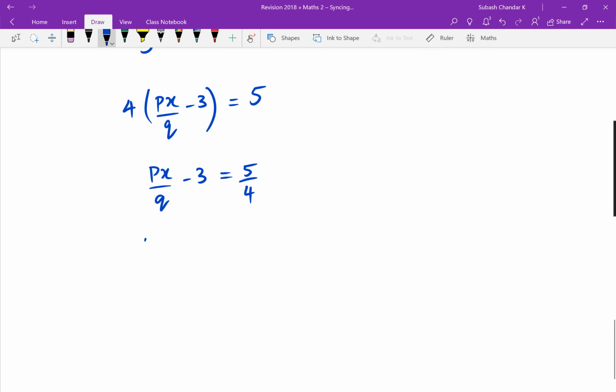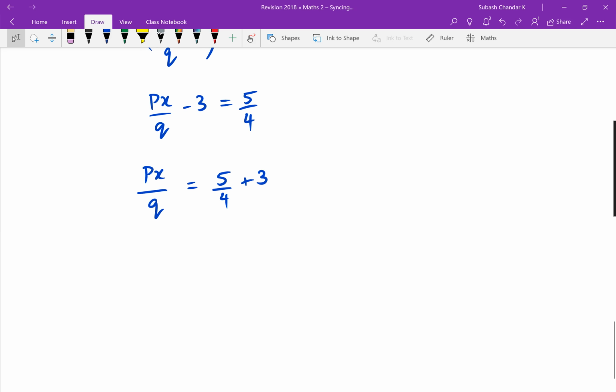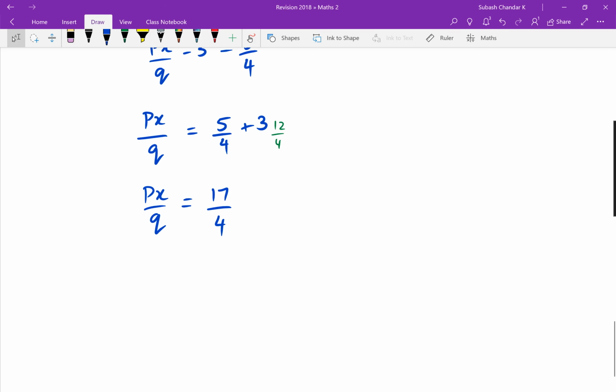I can get rid of the 3, so I've got px over q equals 5 over 4 plus 3. Which I can do in the calculator, because that's going to be 12 over 4. So what ends up happening is I've got px over q equals 17 over 4. Is that okay so far? Let me just double check that. Yeah, that looks good. So at this point, I just have to cross multiply the p and q.